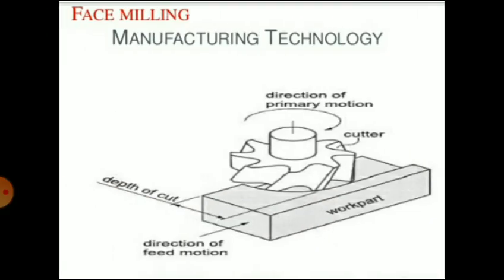Then, see another diagram of the face milling. These cutters that are used on a vertical milling machine will rotate in a particular direction, and you can machine the face of the work.